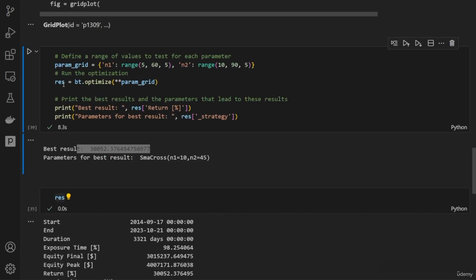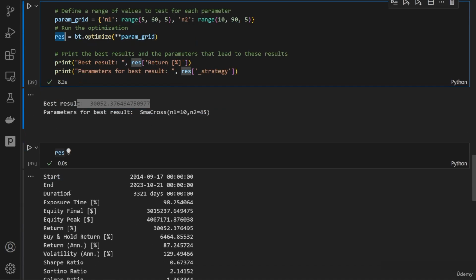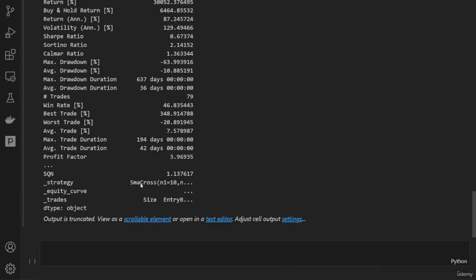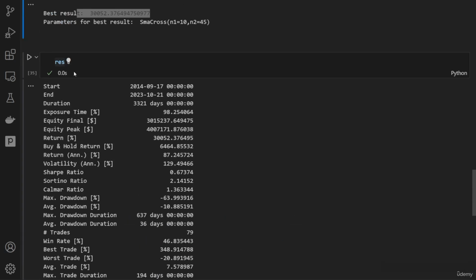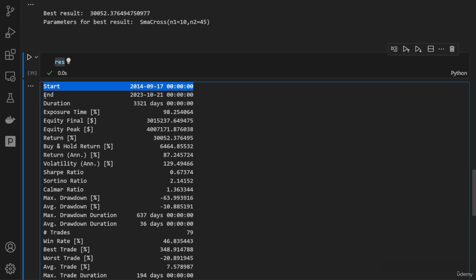I also have access to all the details of the results. If I simply print the results series, which is this one, I'm going to get all the parameters of the results that we are supposed to be going through. So we have the start date of the backtest, the end date, and this depends on the data I'm feeding into my strategy. Then we have the duration in days. As you can see, we have the exposure time, 98%. The final equity in dollars. So we started, I think, with 100K and we're ending up with $3 million.